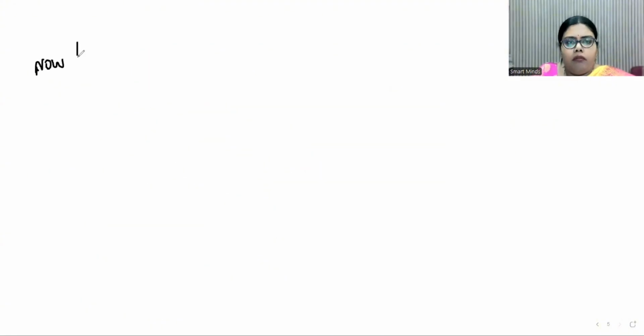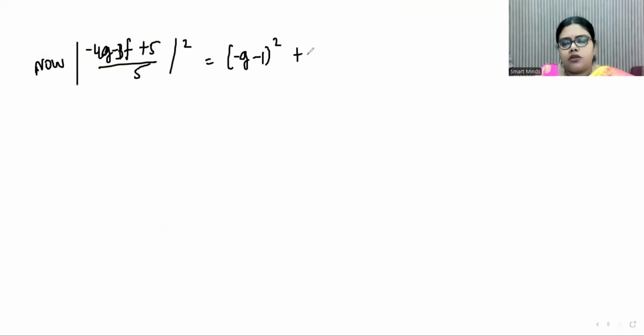Now, mod minus 4g minus 3f plus 5 by 5 whole square is equal to minus g minus 1 whole square plus minus f plus 1 whole square. I am equating perpendicular distance is equal to radius. So that means if I open the bracket, we will get, now this we can write minus 4g minus 3f minus 15.